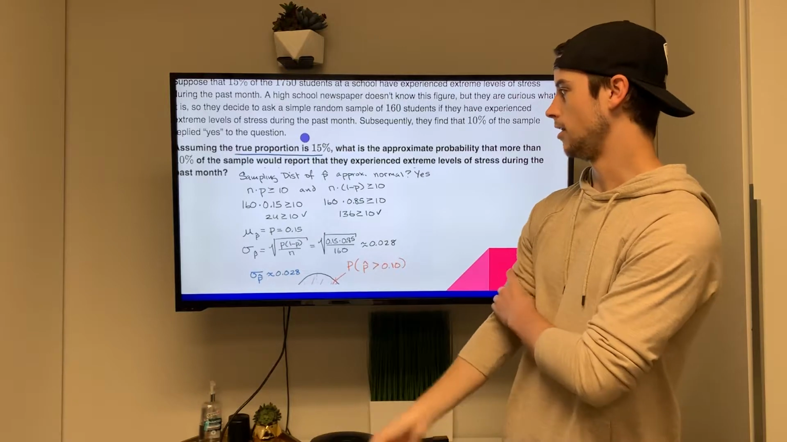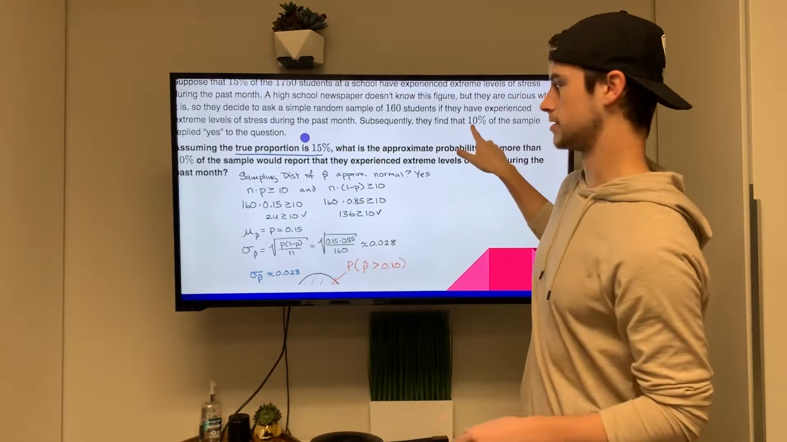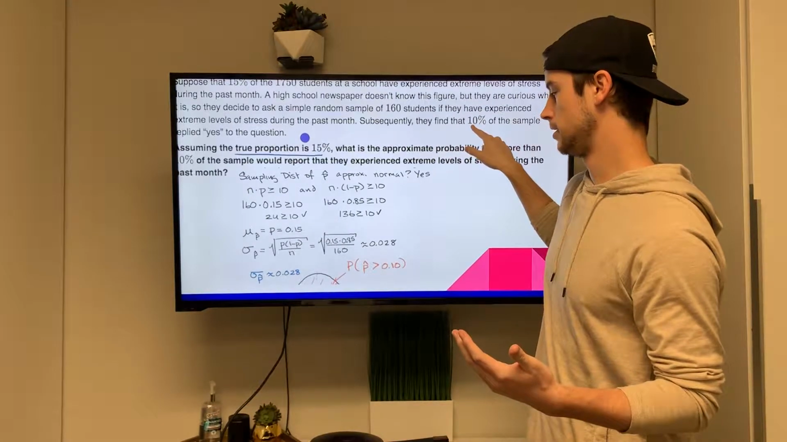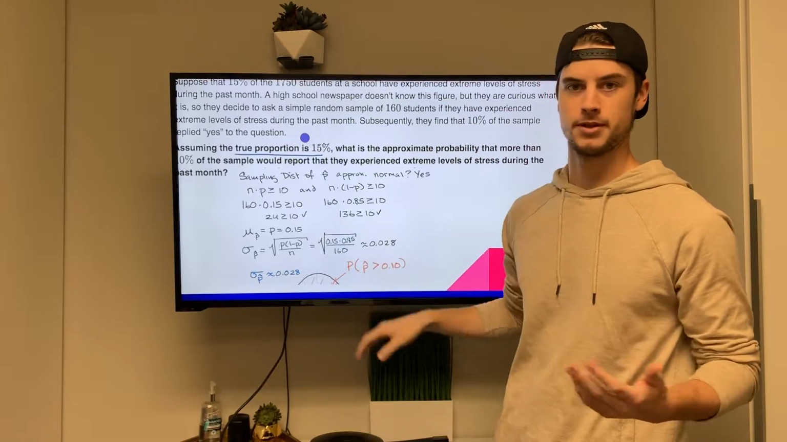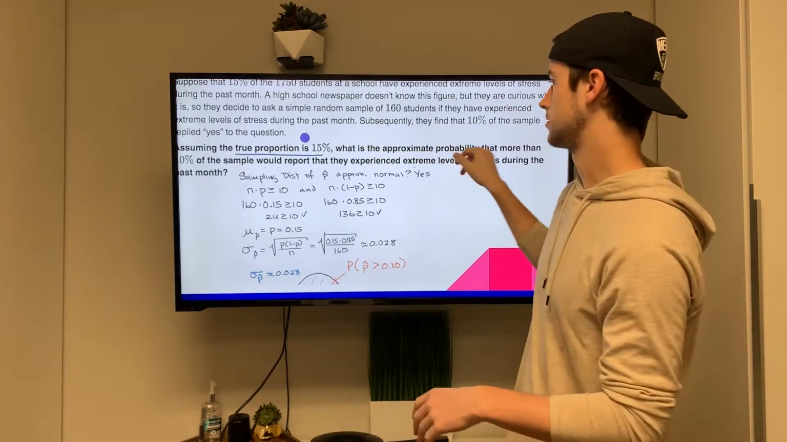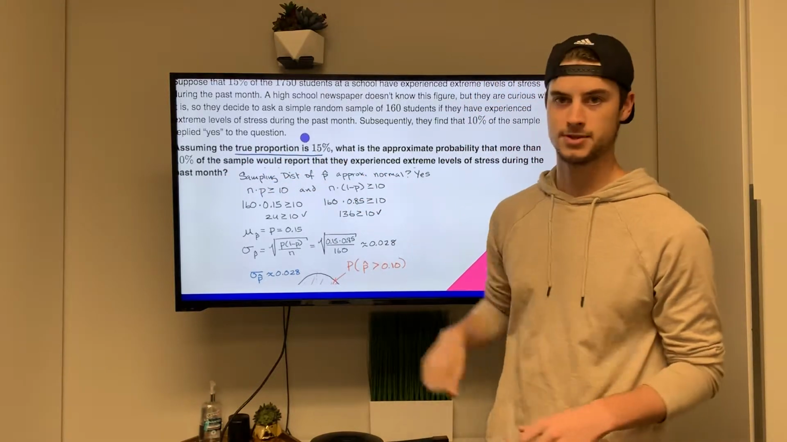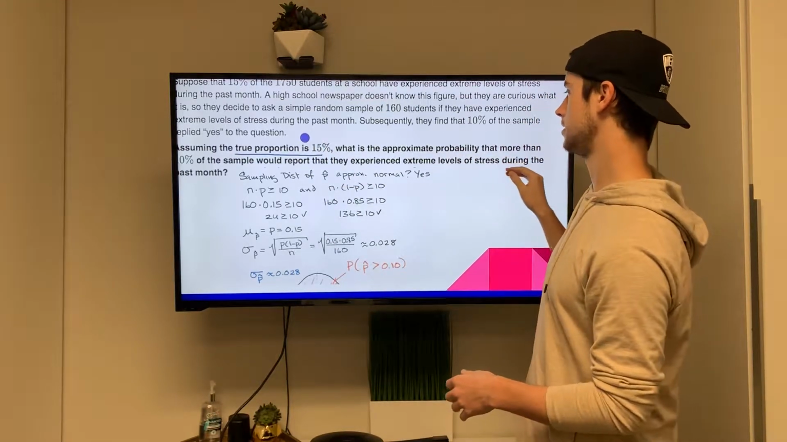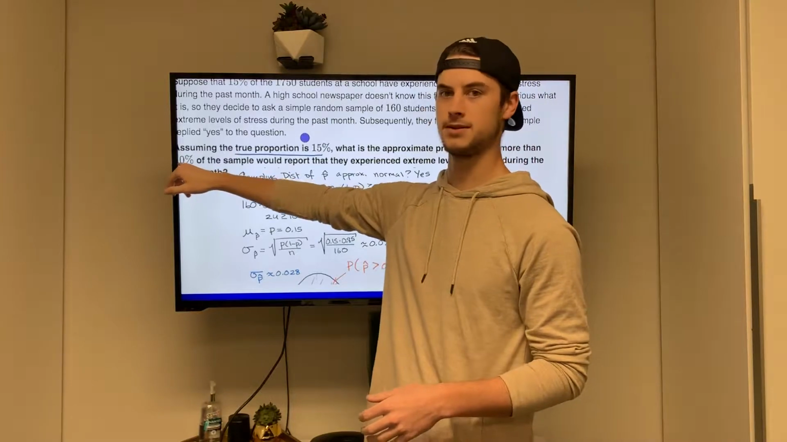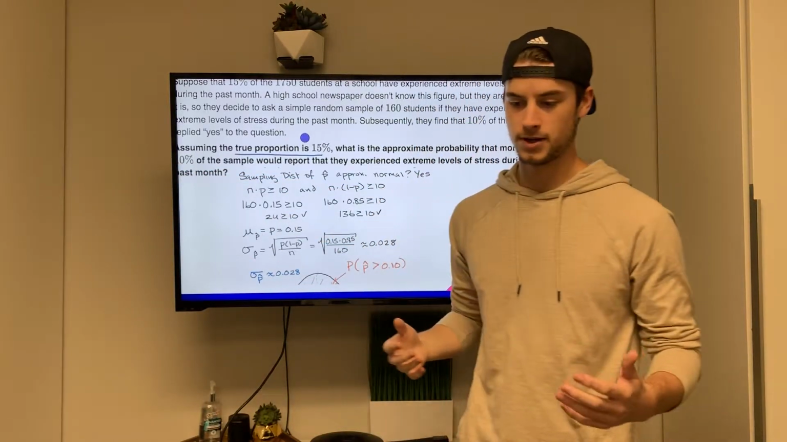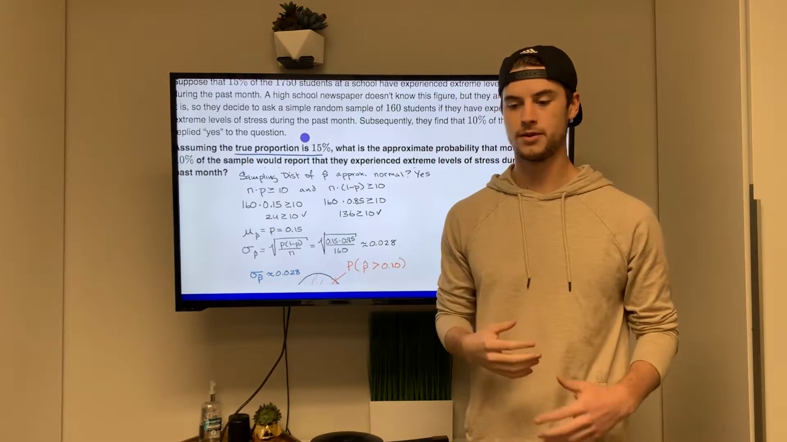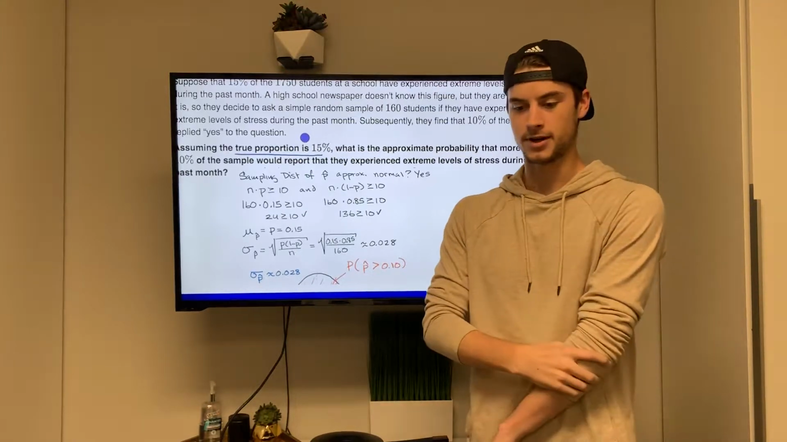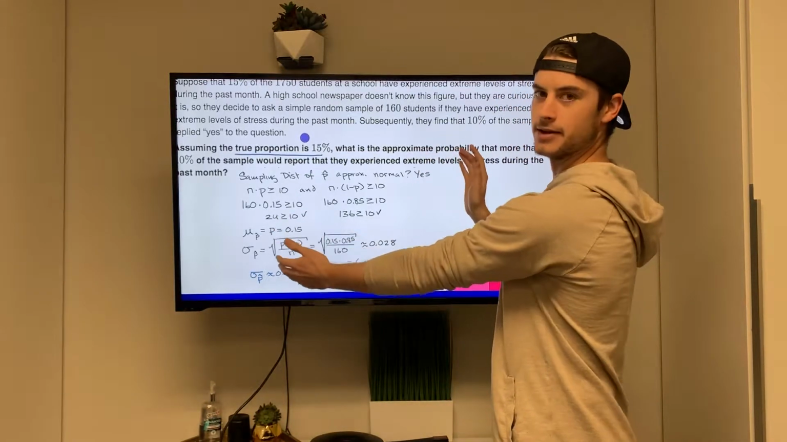So our question is, and again, this is our sample, I guess you could call it our sample, well actually no, it's actually the probability. So anyway, just bear with me, okay? So our question is, assuming our true proportion is 15%, so our population proportion is 15%, what is the approximate probability that more than 10%, I know it says 0 here, but it got cut off. What is the probability that more than 10% of the sample would report that they experienced extreme levels of stress during the past month? Wordy, I know, but we're gonna get through it, okay? I've given you everything you need to know here, all right?